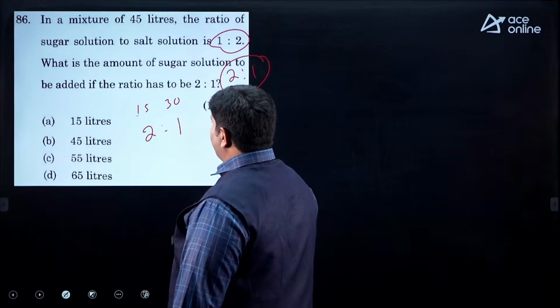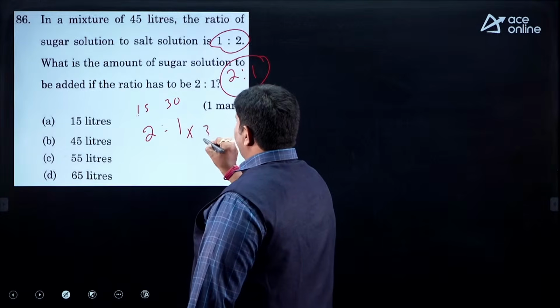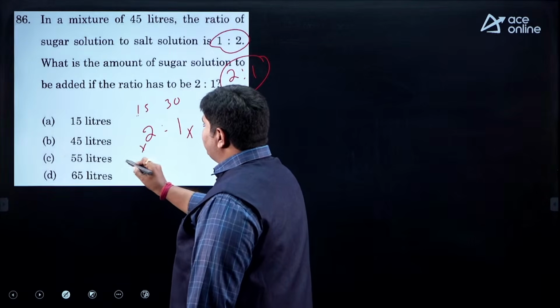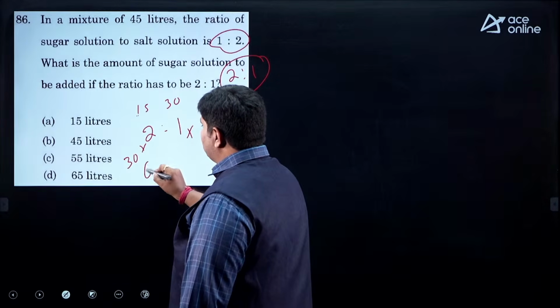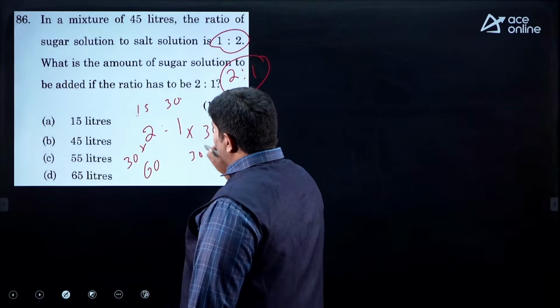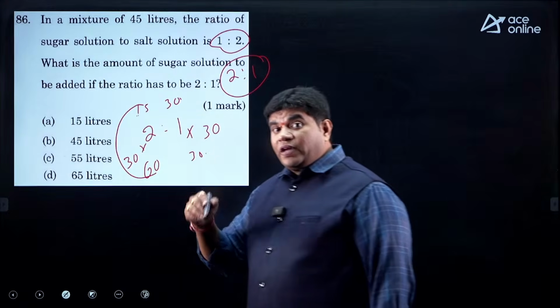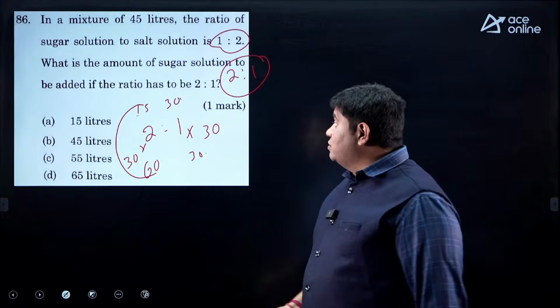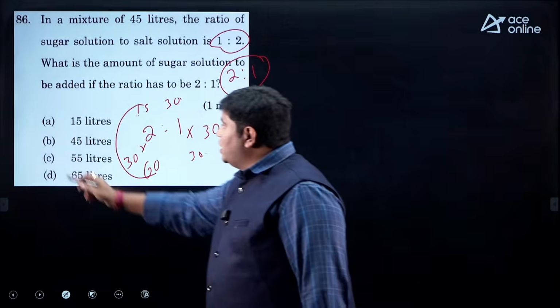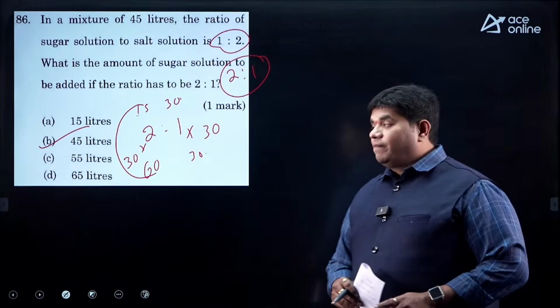So 2:1 is the requirement. This one fixed means the left and right side are multiplied by 30, so the 30 stays as it is. 2 times 30 is 60, so 15 becomes 60. How many liters added? 45 liters. If you add 45 liters, the final result is 2:1. So the answer is 45. B is the right answer.